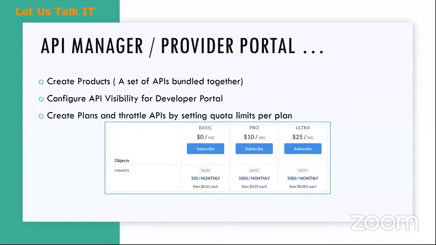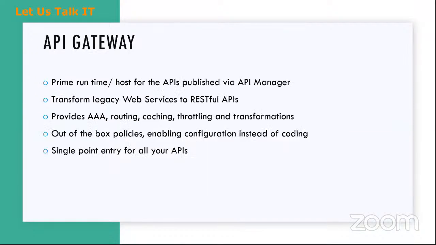Now we've talked a little about the API manager, so let's now talk about the API gateway. As I just mentioned, the API gateway is the heart of the API management solution, while the API provider, or the provider portal, or the management server can be considered the brain. It keeps collecting and makes sure that every action you do is communicated to all the components in the solution. So what does the API gateway do? It's the prime runtime, or host, for your APIs published via your API manager.